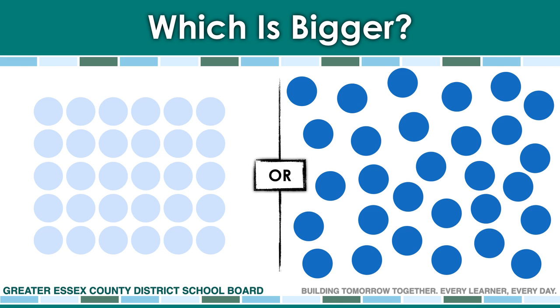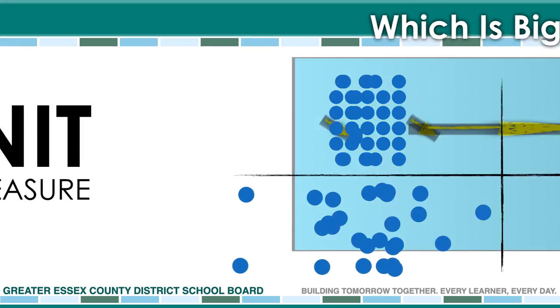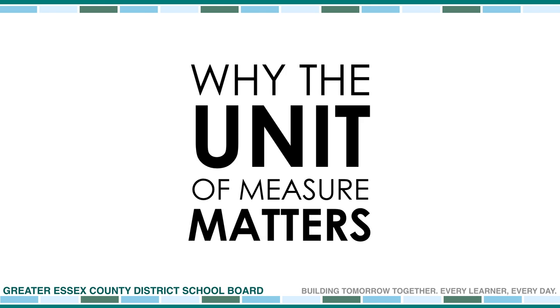So why does any of this matter anyway? Well, as you saw in the previous example, if we aren't clear on what attribute we are measuring or what unit we plan to use for measuring, it becomes very difficult to compare quantities. In this video, we're going to deepen our understanding of the unit of measure. And in particular, we're going to dive into why the unit of measure matters.